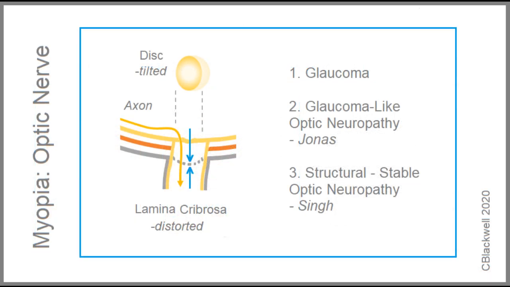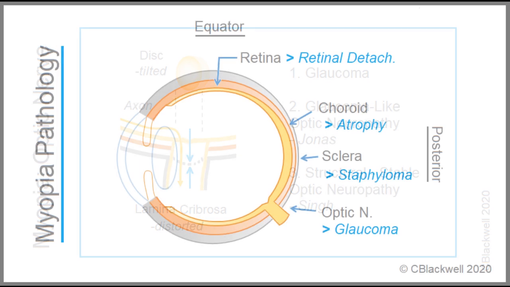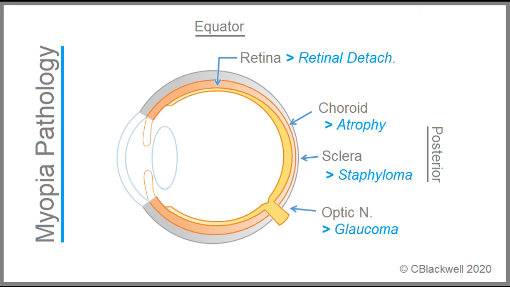Myopia causes changes in the structure of the optic nerve that may predispose to damage at a lower pressure level, and/or it might be a unique form of optic neuropathy. These then are the main complications of myopia.